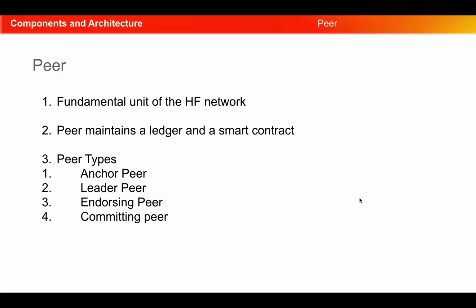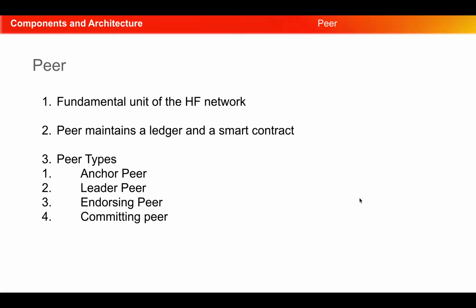So there are different types of peers in Hyperledger Fabric network. First one is anchor peer, then leader peer, endorsing peer, committing peer. So what do we mean by anchor peer? Every organization must have one or more anchor peers so that those anchor peers can communicate to anchor peers of other organizations using gossip protocol. Using anchor peers, the peers in the organization get to know about the peers present in the other organization.